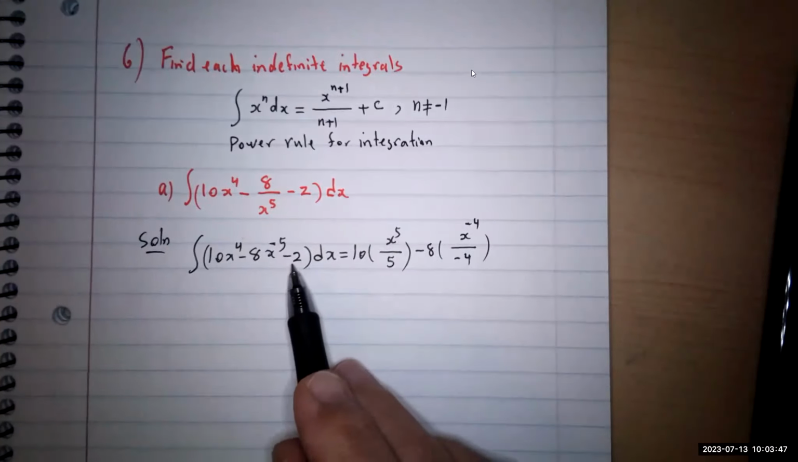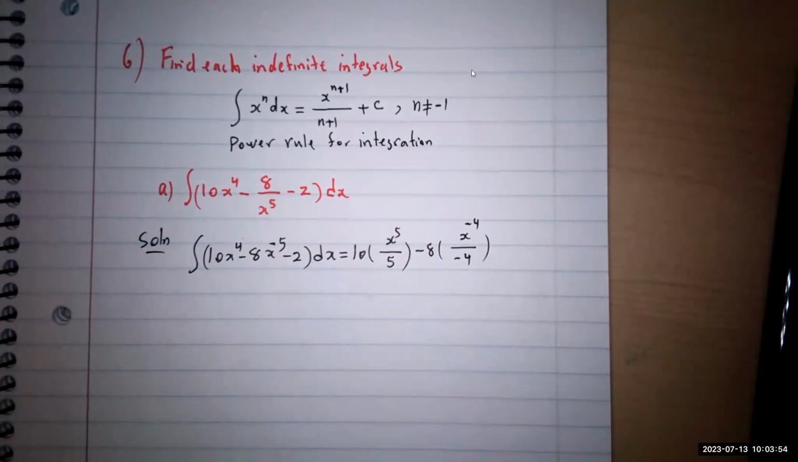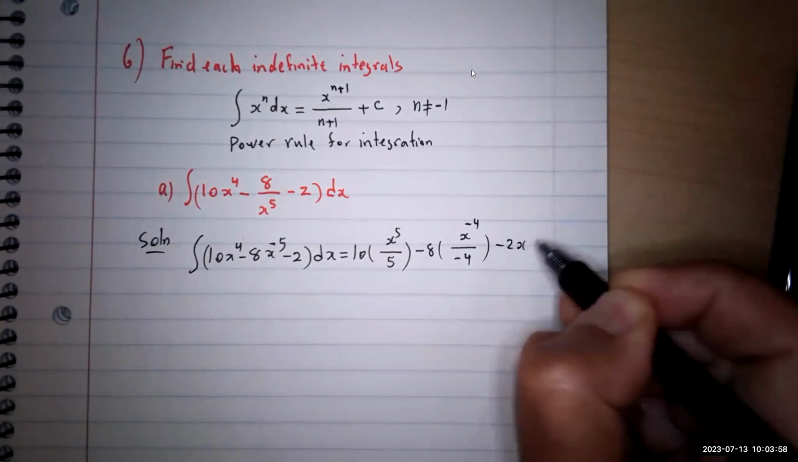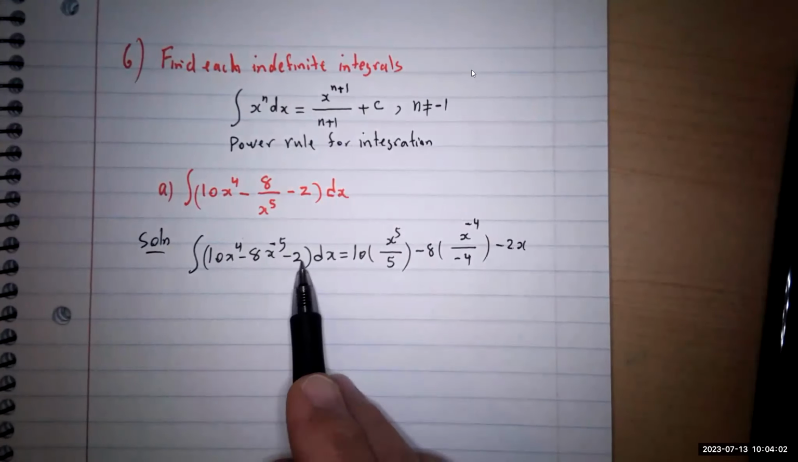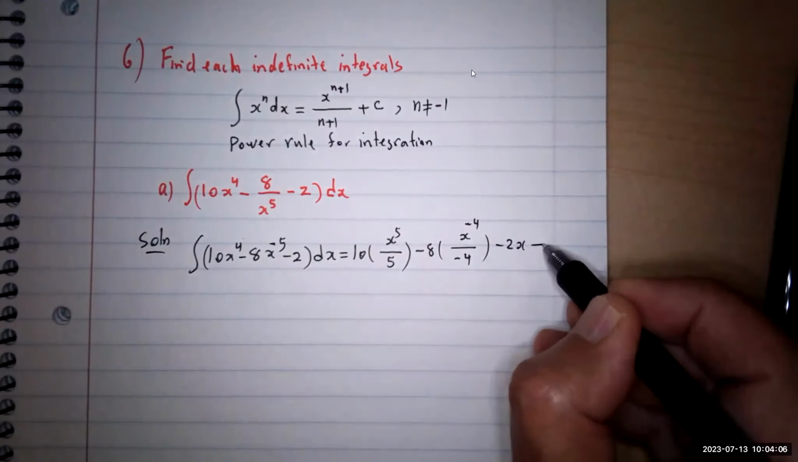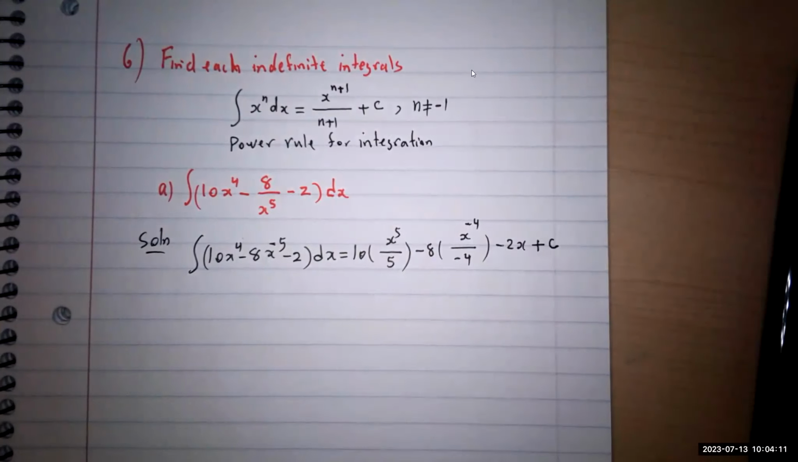Minus 2. You see, in case of the number, we can think about it as 2x to the 0. When you move up the power, it gives you x. So this is going to be -2x, because the derivative of 2x is 2. Okay, or this is 2x to the 0. You move up the power, you get a 1. Always you add the constant c because you are going to have many solutions.